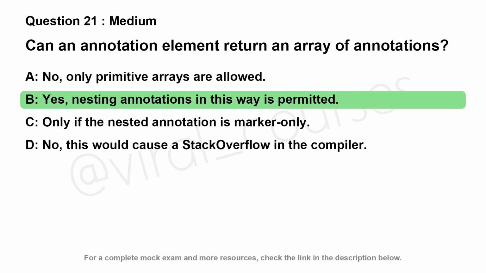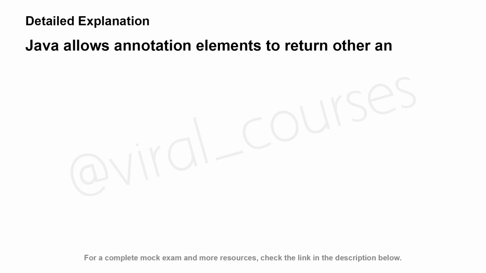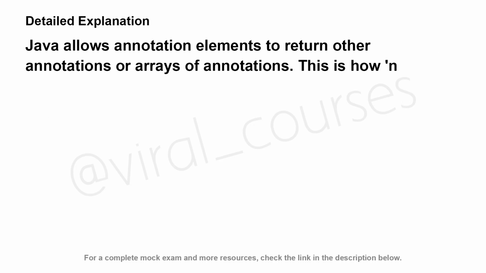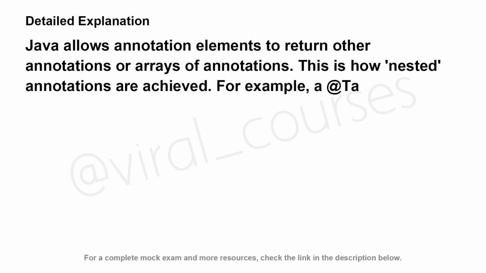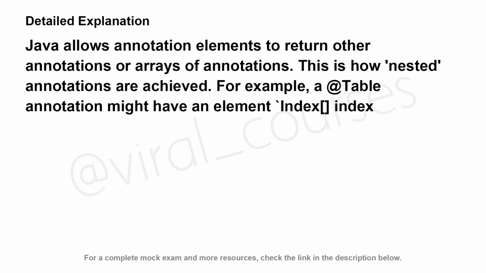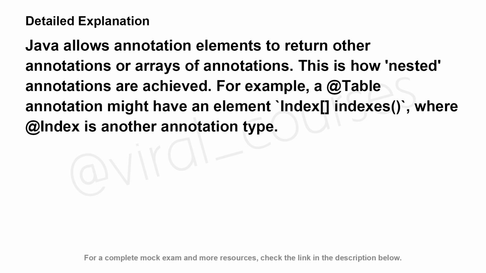The correct answer is B. Java allows annotation elements to return other annotations or arrays of annotations. This is how nested annotations are achieved. For example, a table annotation might have an element `indexes`, where @Index is another annotation type.